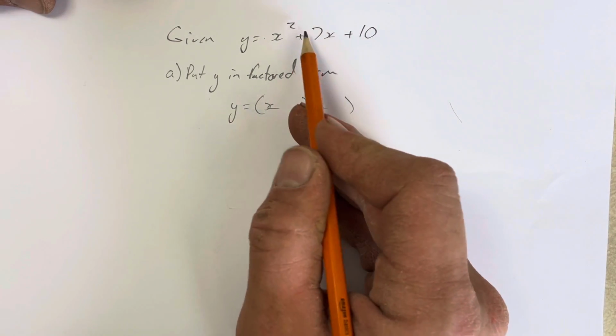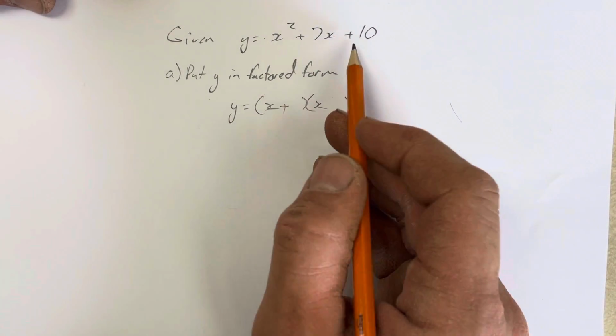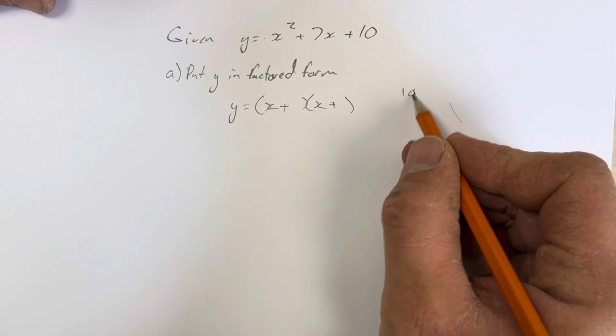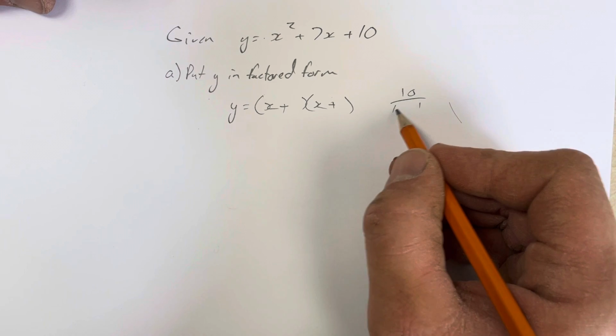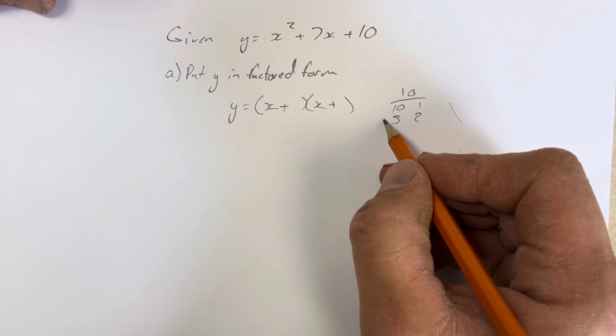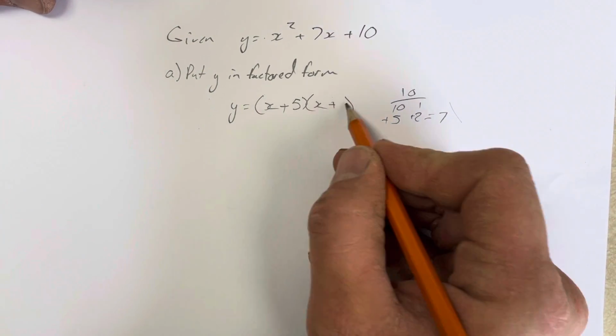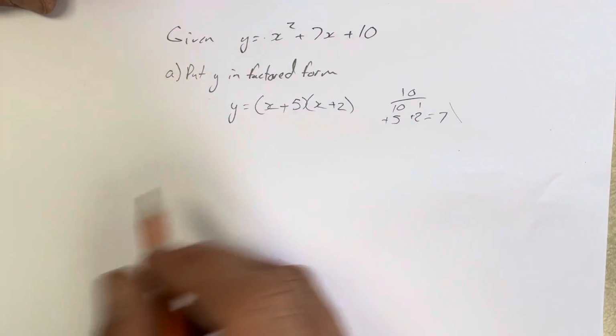The first sign is positive, so the largest factor is positive. The second sign is positive, so the signs are the same. And I'm going to do a chart for 10. So my chart for 10 is my factor chart. I have 1 and 10, 2 and 5. And I can check very quickly and see that positive 5 plus 2 is 7. So my factors are 5 and 2. So that might be part A.